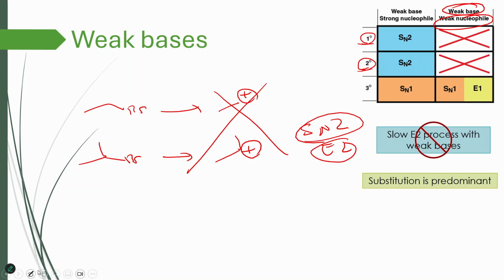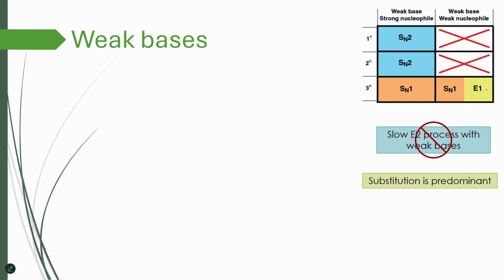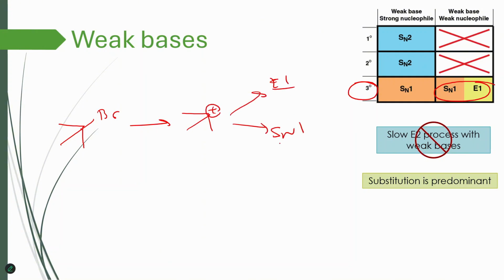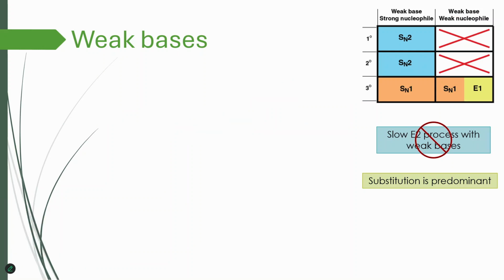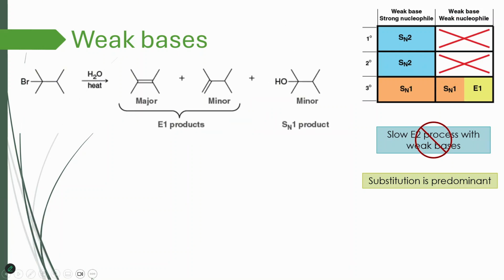So the only case where you have a reasonable reaction is the SN1 and E1 pathway on a third degree alkyl halide, because you have a very stable carbocation and you can form E1 and SN1. Again, the rates are not going to be high because you have a weak base and weak nucleophile, but still, these are the only pathways that you should expect. And this is an example for a tertiary substrate.